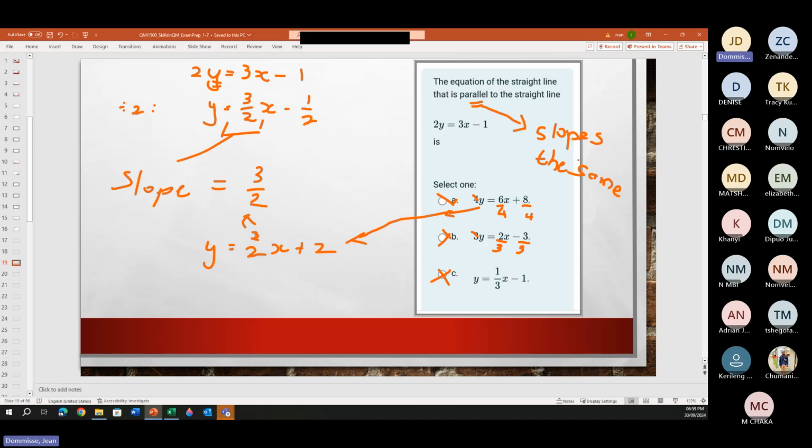Okay, so the important thing here around the straight lines was this component of parallel. That was nearly the clue, or not nearly, that was the clue on how to get your answer.